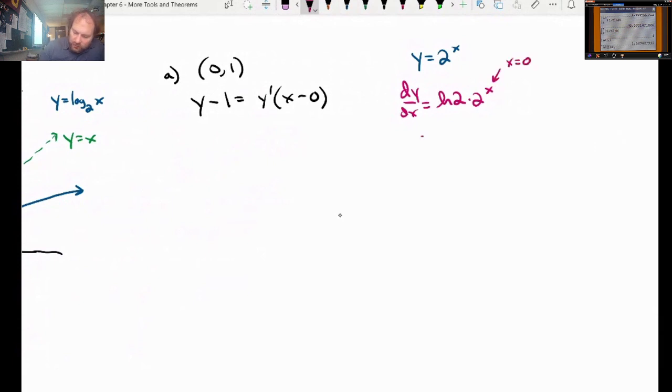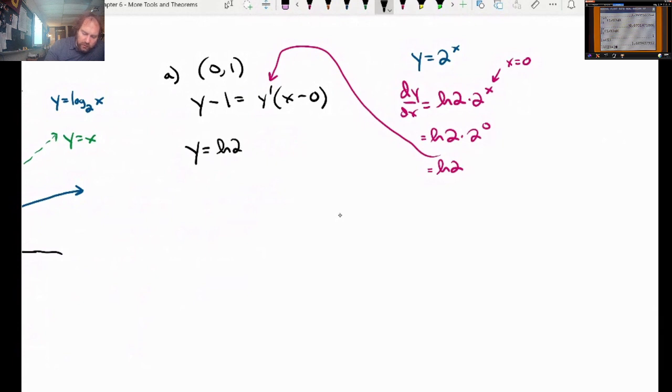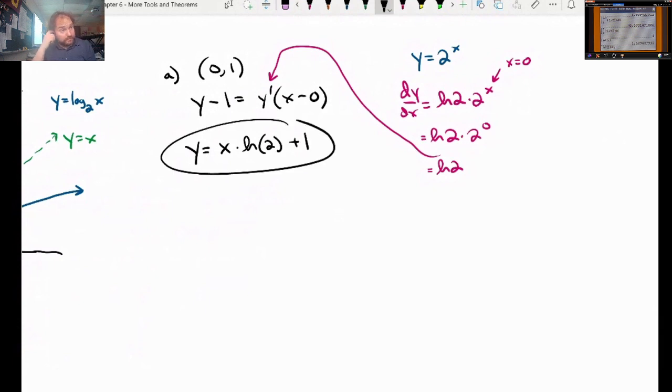So it's the natural log of 2. I don't need a calculator for this. Natural log of 2 times 2 to the 0 power. It's just the natural log of 2. Which I could put the decimal in there, but I'm going to use the natural log of 2 to keep it nice and clean. So the final answer is going to be y equals the natural log of 2 times x plus 1. Actually, I guess if I'm writing it clearly, it should be x natural log of 2, just so we don't get confused about what's inside of that logarithm. Just like that.